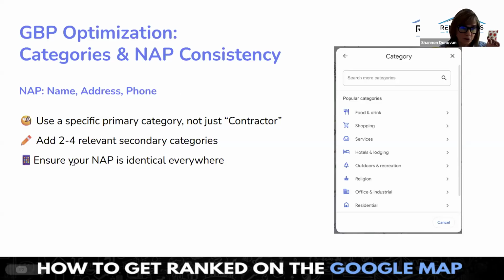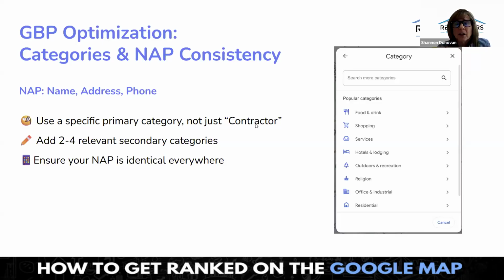So ensure it's identical everywhere. If you are Joe's Remodeling LLC, don't sometimes have Joe's Remodeling or Joe's Remodeling Inc. Always Joe's Remodeling LLC, if that's what you use on your Google Business profile. For every directory listing, whether it's Yelp, Chamber of Commerce, everywhere. The address, right? If you're 100 Main Street, Suite 200, don't sometimes use 100 Main Street. Always add the Suite 200. The exact address, the exact zip code, it has to be exactly the same, and the phone number as well.